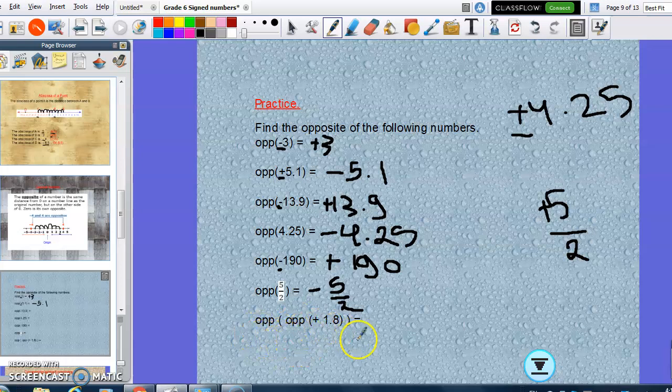Opposite of plus 1.8. Here we have two opposites. So opposite of plus 1.8 is minus 1.8. And another opposite outside the parenthesis. So opposite of minus 1.8 is plus 1.8. So as you notice, if we have two opposites preceding the number, they cancel each other and the number remains as it is, plus 1.8.